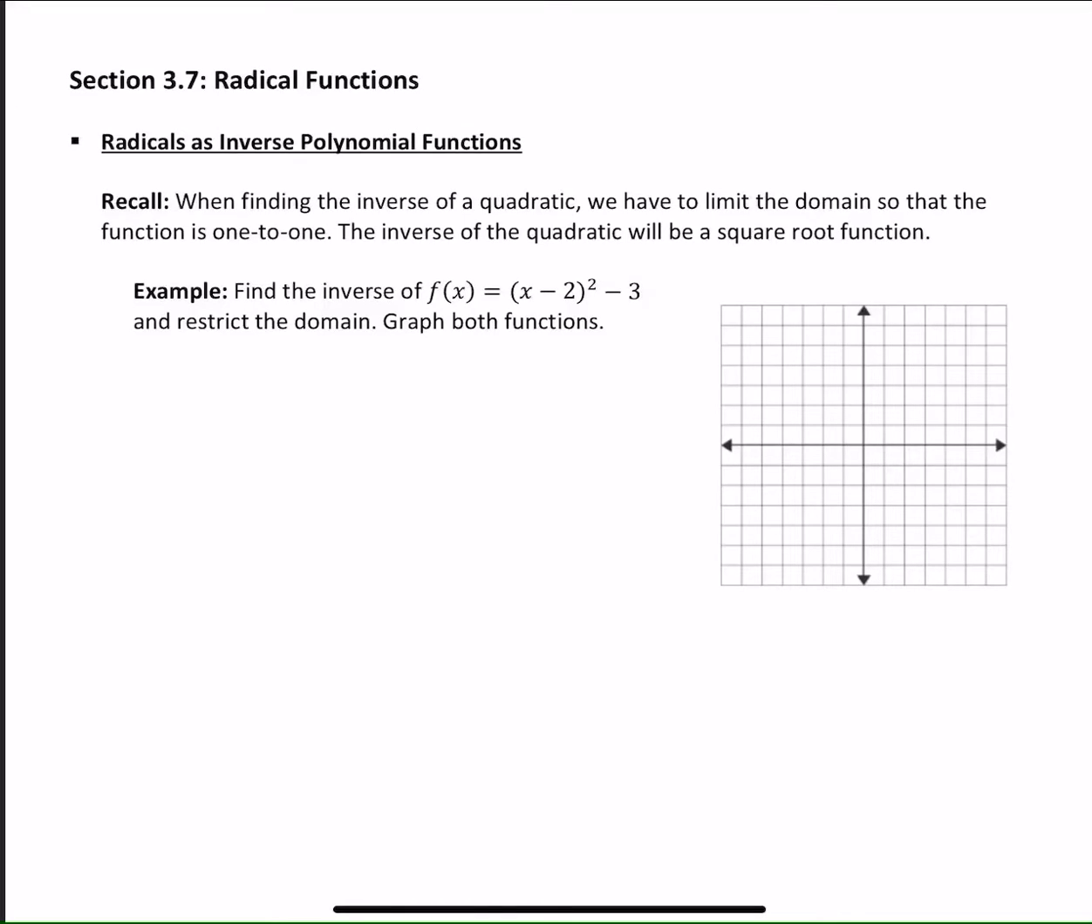Radical functions. When I say a radical function, that's going to be any function that involves a square root or a cubed root or any root for that matter. So it could be the fourth root or the fifth root, anything that has a square root or a radical is going to be a radical function. Now, we're going to start by talking about the inverse of a quadratic function.